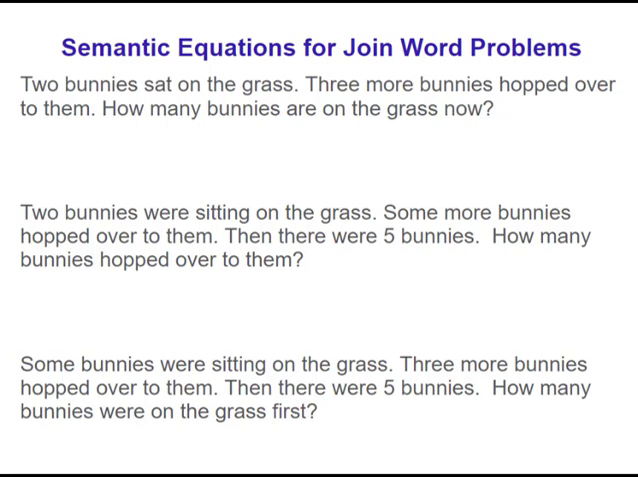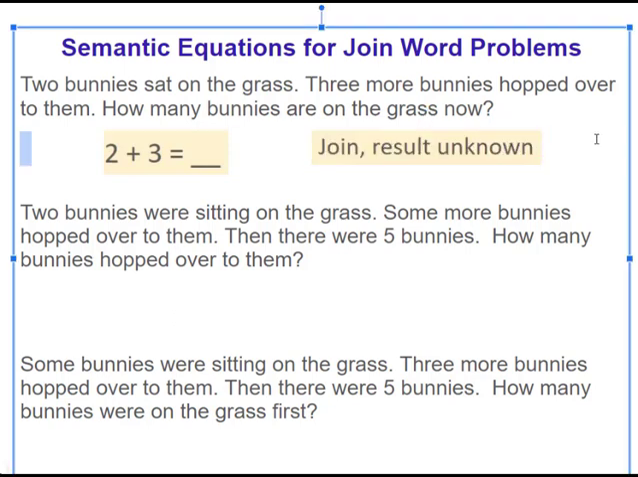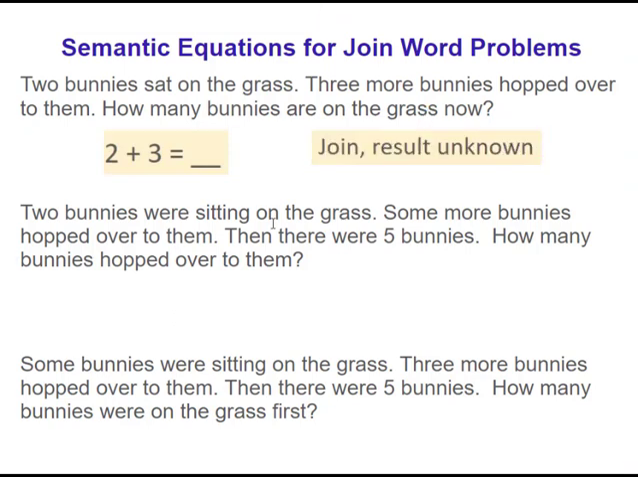If I were to write an equation that perfectly matches that situation, I would write this equation. 2 plus 3 equals blank. That is the semantic equation for this problem type. The semantic equation helps us determine the problem type. We already know that this is a join problem because the quantity is increasing, but this specific problem type is known as join result unknown because when we write the semantic equation, it's the result that's unknown.